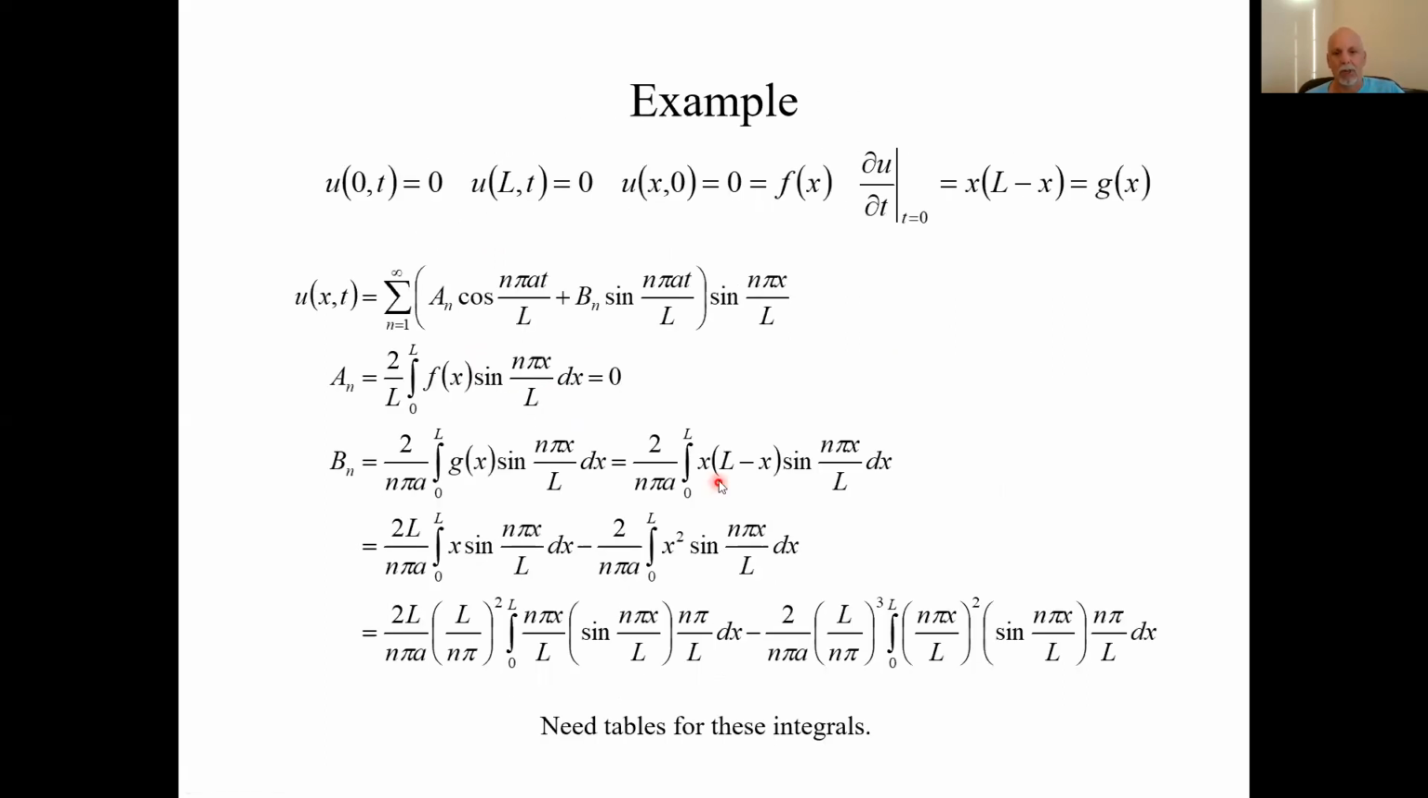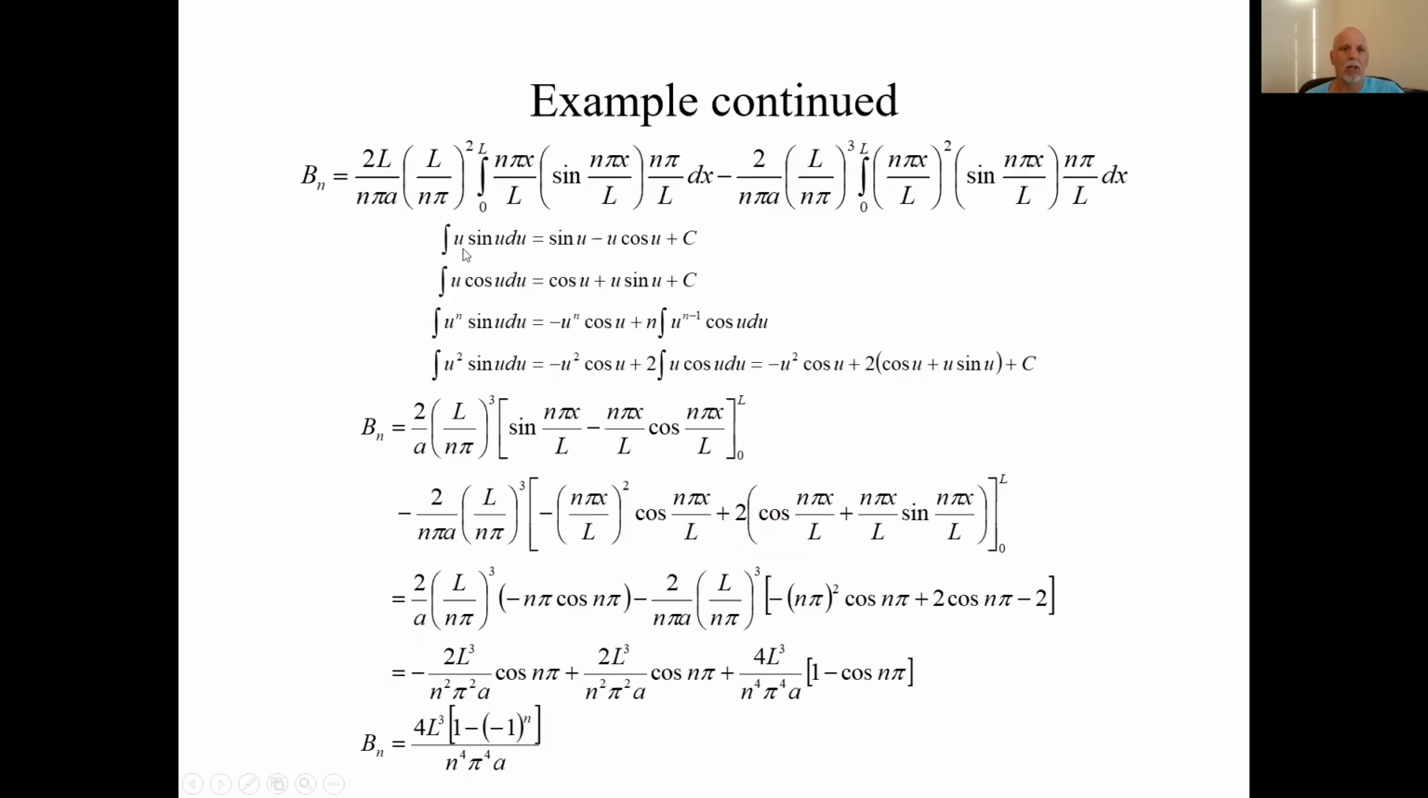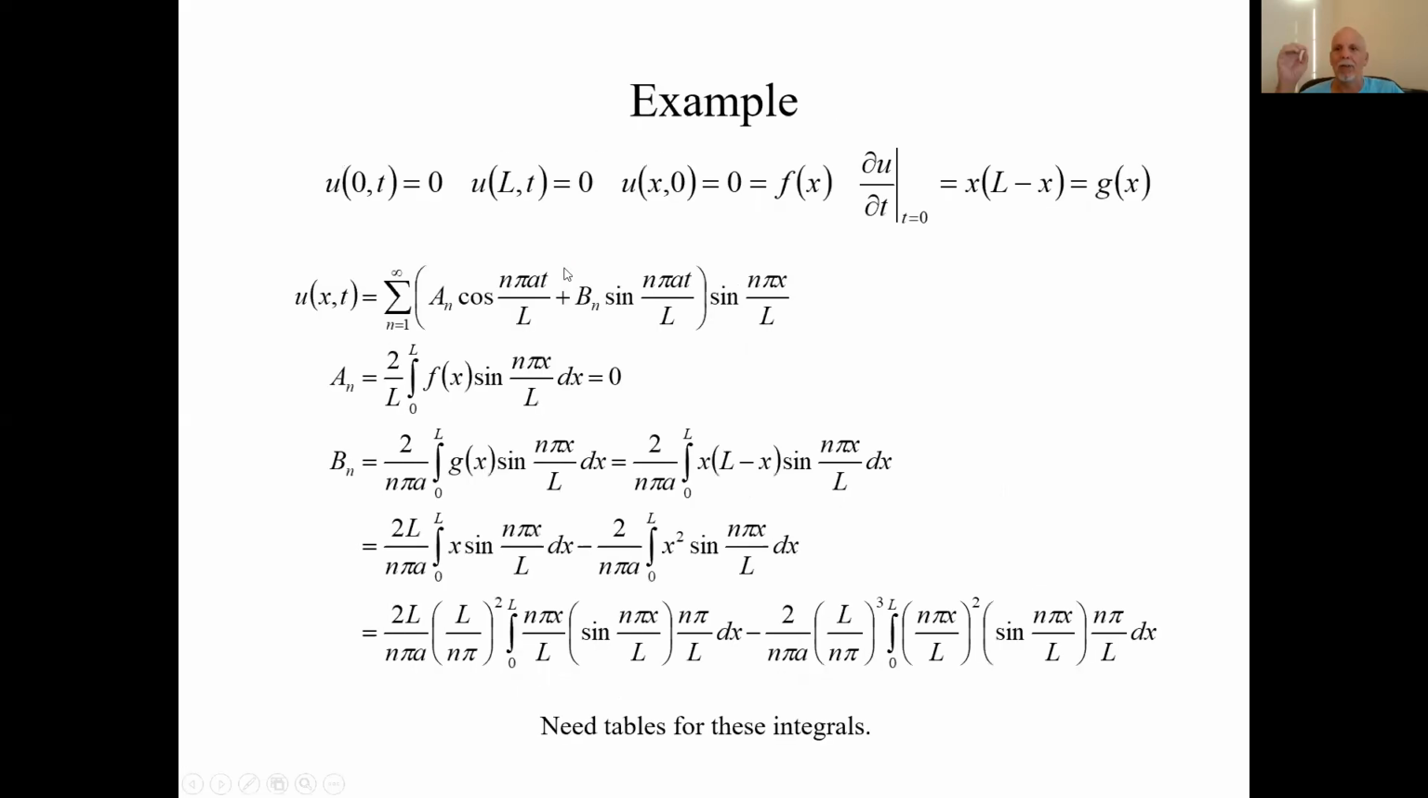Well, first thing I'll do here is I'll split this up into 2. I'll have an xL times this sine stuff. Bring the L out here now. Then minus an x squared times the sine. And to use the table, you'll notice they all have something like a u, sine or cosine u, du. So I need everything I'm going to call u. So I'll call the arguments of the sine u.